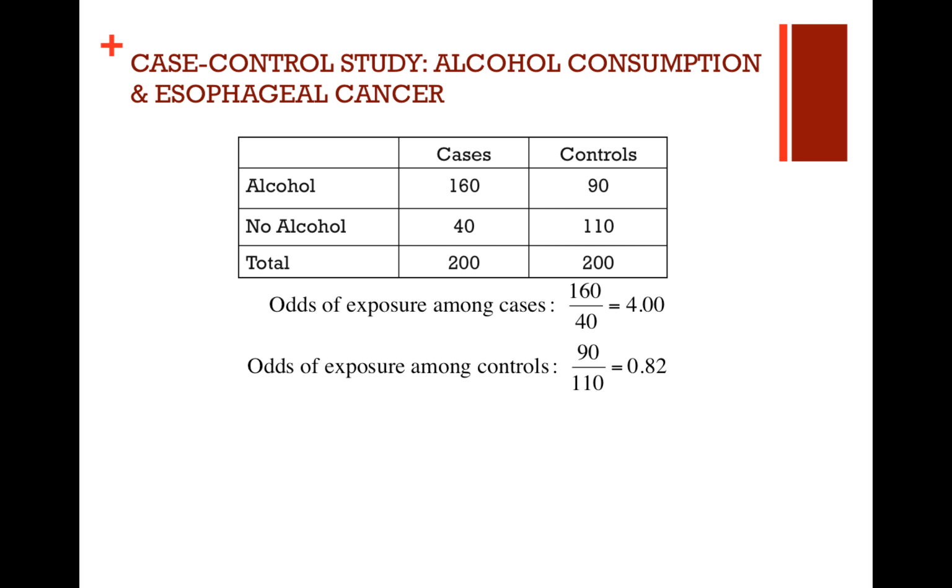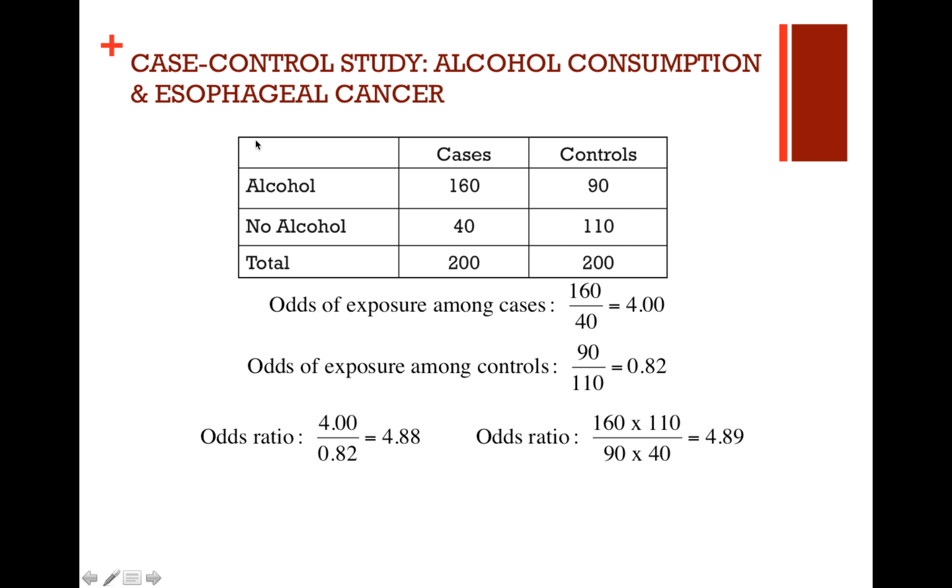So the next step would be to divide the odds of exposure amongst the cases by the odds of exposure amongst controls, and you get 4.88. This means individuals who have esophageal cancer in this population were almost 4.9 times as likely to have consumed alcohol. Or you could also say they're 488% more likely. If you just do the AD/BC, you see that it comes out fairly similar, 4.89. You would say here there's an increased risk of esophageal cancer associated with alcohol consumption. So that's an increased risk.